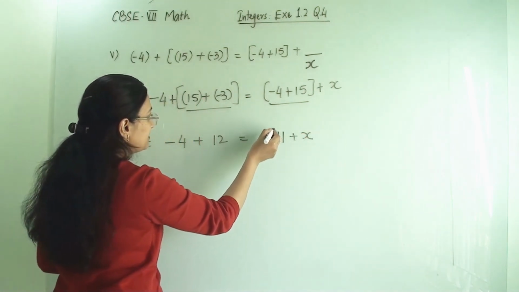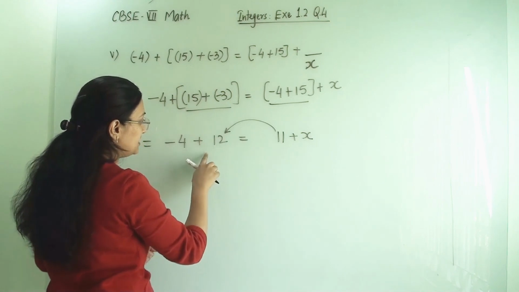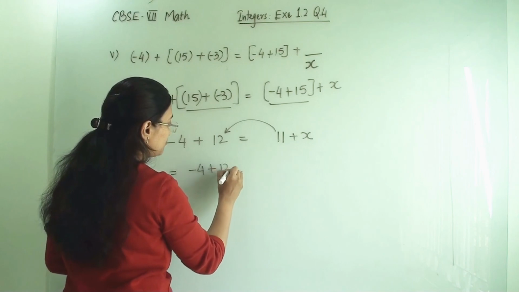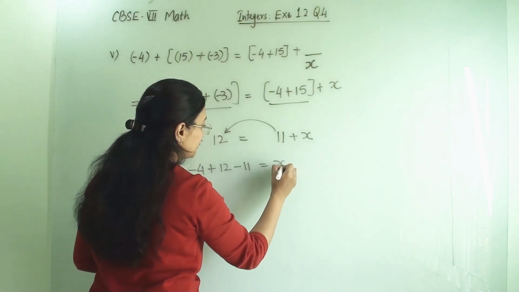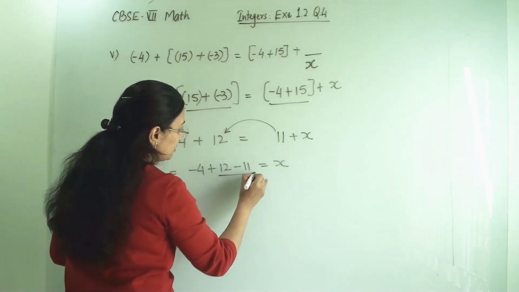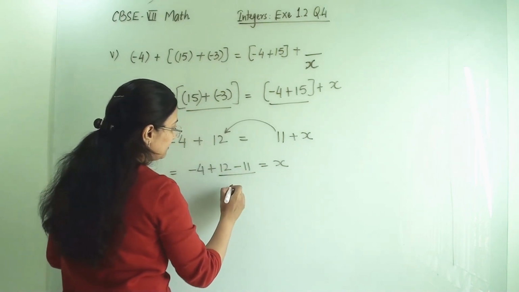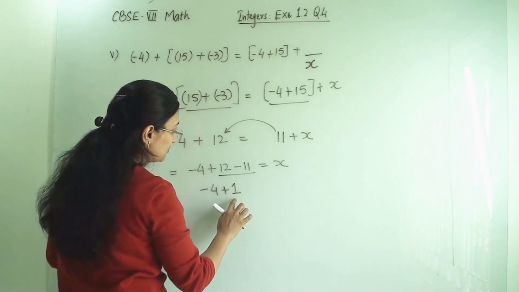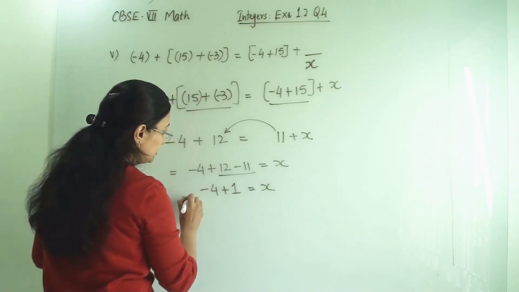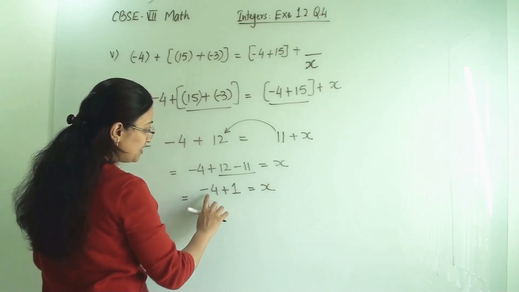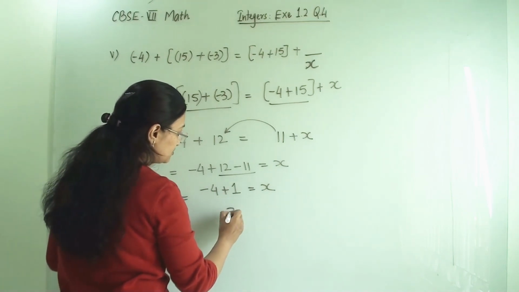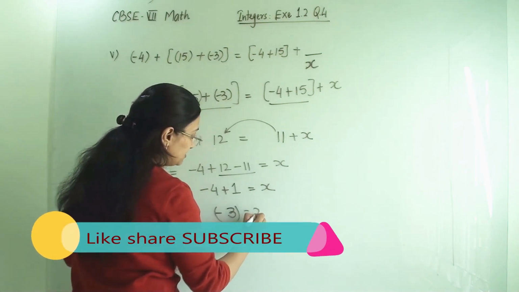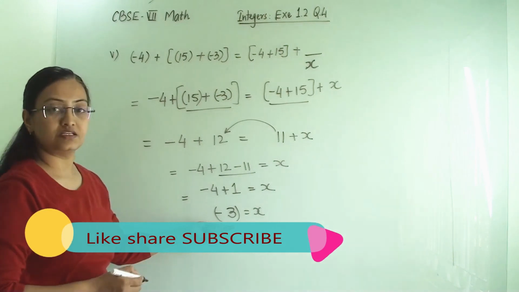Now this 11 we can take towards this side and it will become negative. So here we get minus 4 plus 12 minus 11 equals x. Now let us solve this first. 12 minus 11, we got 1. Minus 4 plus 1 equals x. So here we have to do subtraction. Minus plus will become minus. So it is going to be 3 and it will carry the bigger number's sign. So minus 3. So x equals minus 3 is our answer.